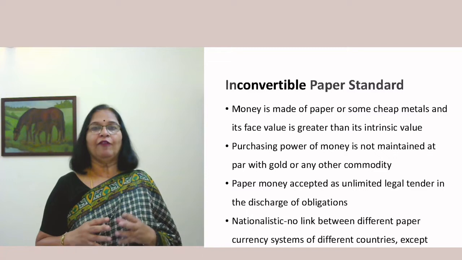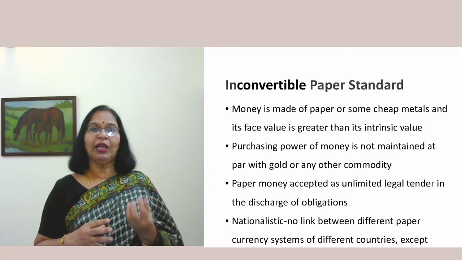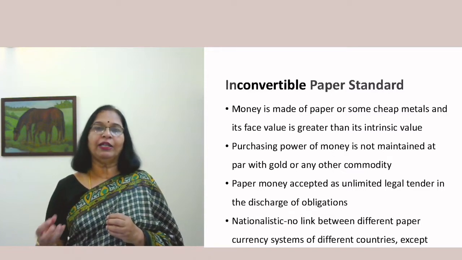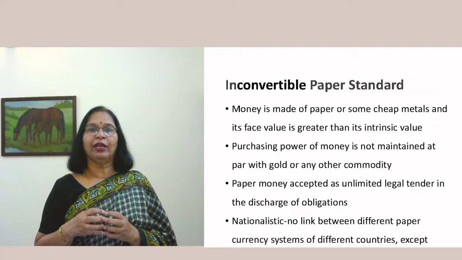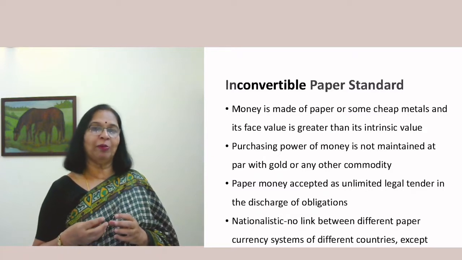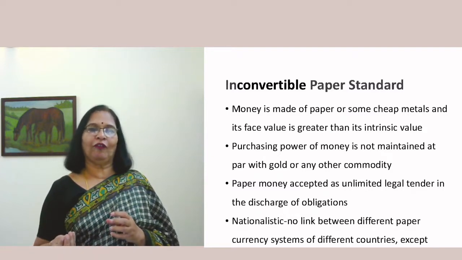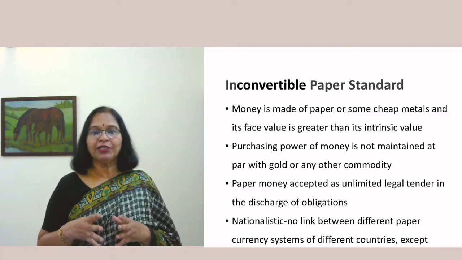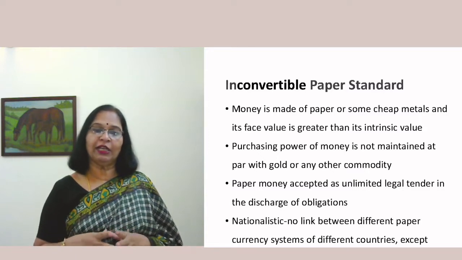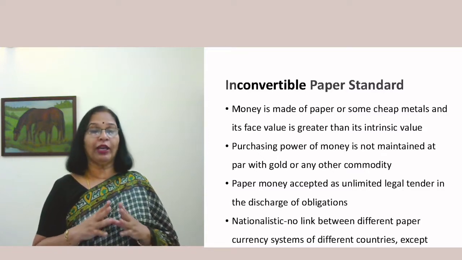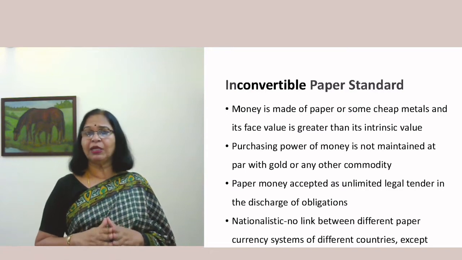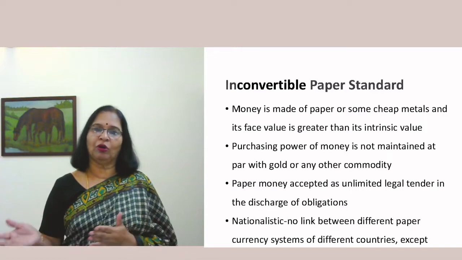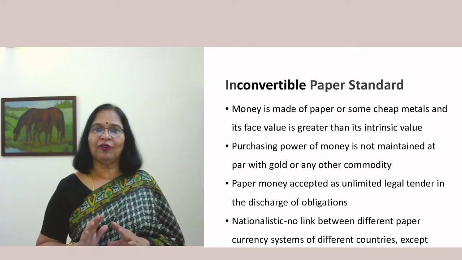For example, if we take a 5 rupee note that is in circulation in India now, we can purchase goods worth 5 rupees. But if we melt that 5 rupee coin, then the metal value of that coin will not be equal to 5 rupees. It should be much less than that. Now, the purchasing power of money is not maintained on par with gold or any other commodity. Under the inconvertible paper currency, it cannot be converted into gold or silver or anything else. It has no exchange value at all.